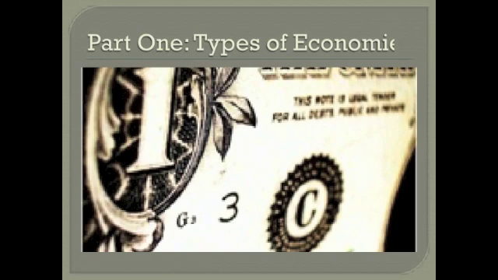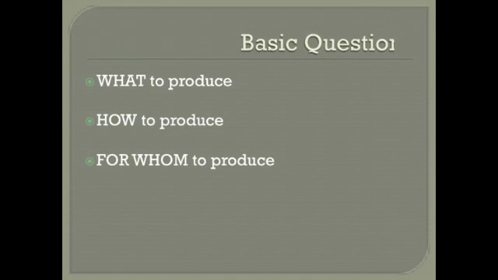The first thing we're going to talk about is types of economies. Your standard says the student will compare and contrast different economic systems and explain how they answer the 3 basic economic questions of what to produce, how to produce, and for whom to produce. So that's really what we're going to focus on today, are the major types of economies. And we're only going to talk about 3. Okay, first thing, the basic questions any economy has to answer. Okay, that is what to produce, how to produce, and for whom to produce.